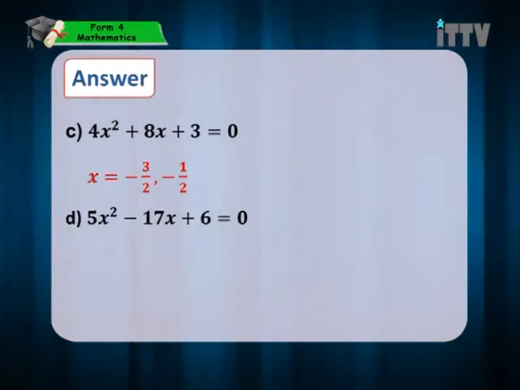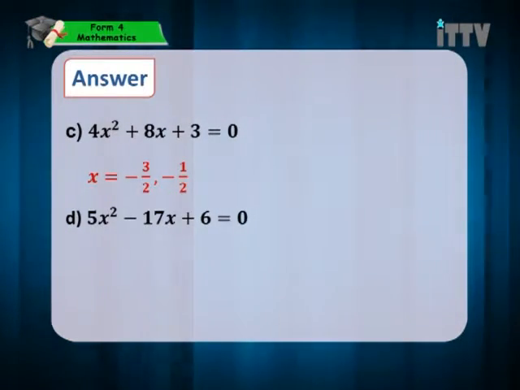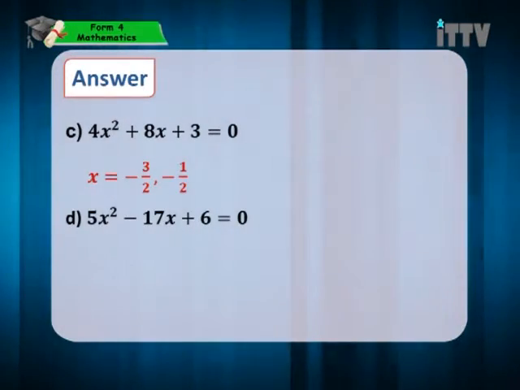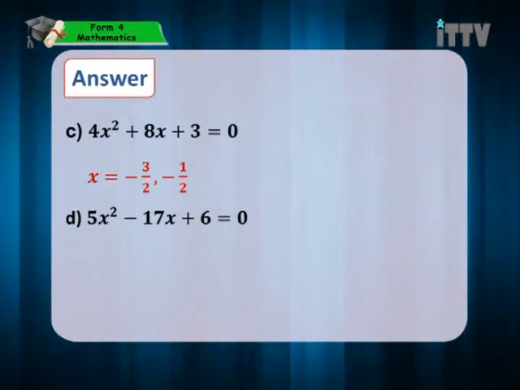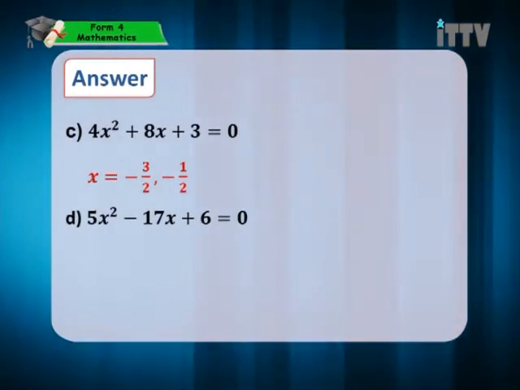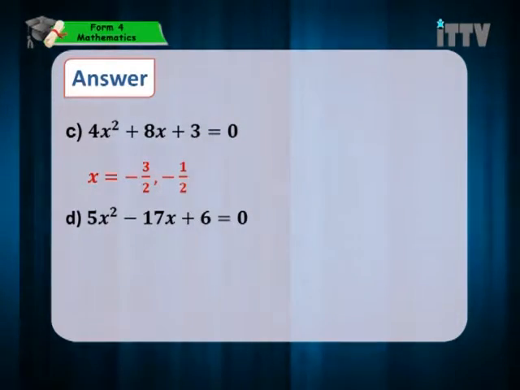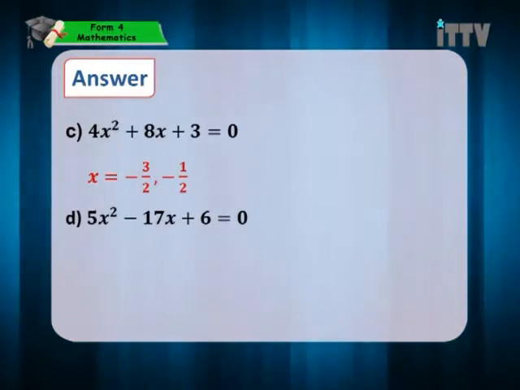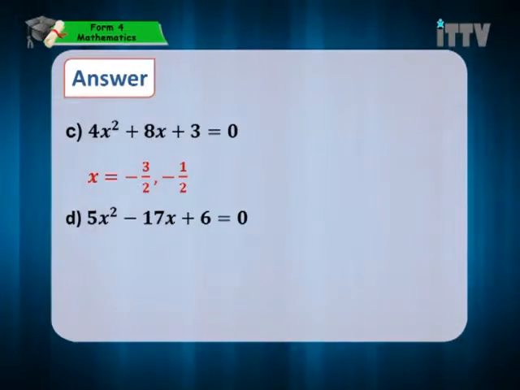Alright, keep on trying. Try any value that you want. I'll give you the answer. You should get -3/2 and -1/2. Alright, and for D, 5x squared minus 17x plus 6 equals 0.